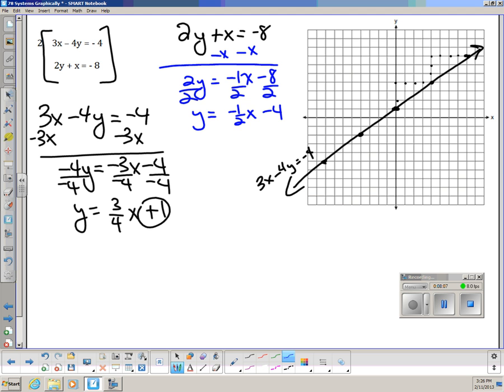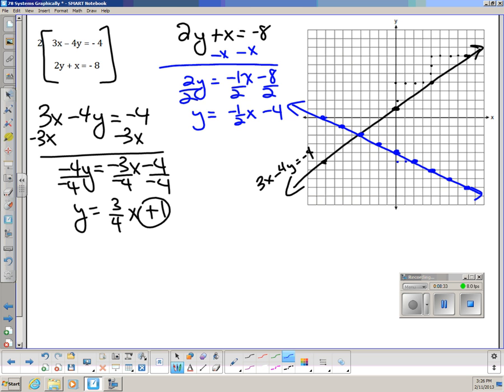So I'm going to go down 4. I'm going to go down 1 to the right 2. Down 1 to the right 2. And once I get the general pattern, I'm going to go backwards. I'm going to go up 1 to the left 2. Up 1 to the left 2. And I hope you see, if you do that, the two lines are going to meet at a nice, neat point.